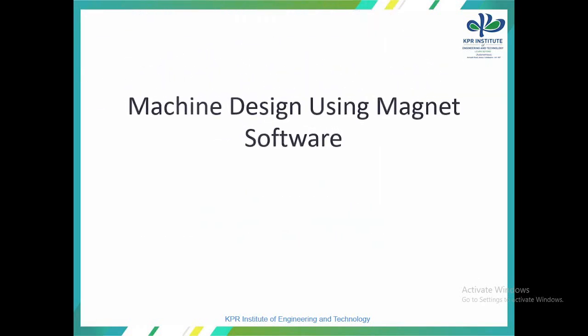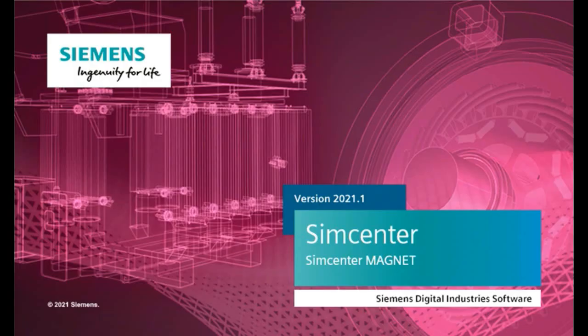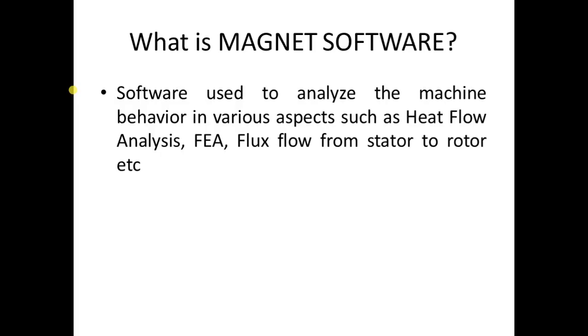Today in this video, we are going to see a machine design using MagNet software. Before going to the design, let me explain what MagNet software is. MagNet software is used to analyze the machine with respect to various analyses such as heat flow analysis, finite element analysis, and flux flow analysis from stator to rotor.